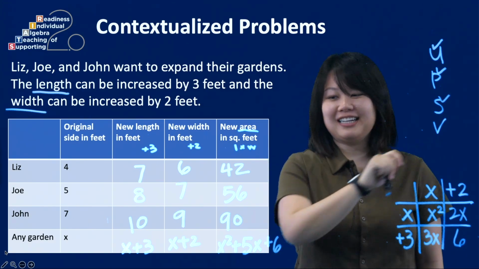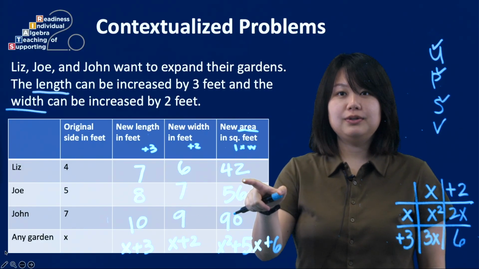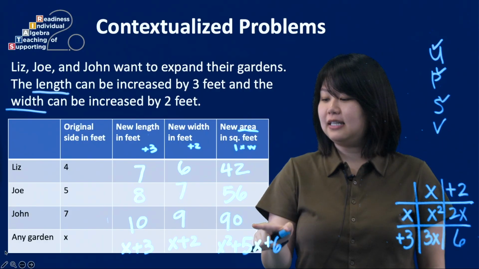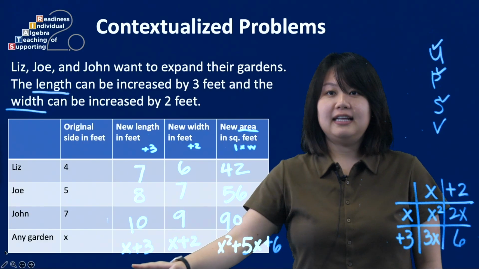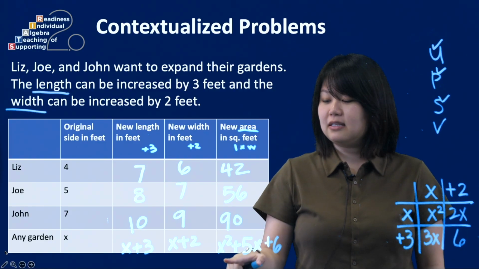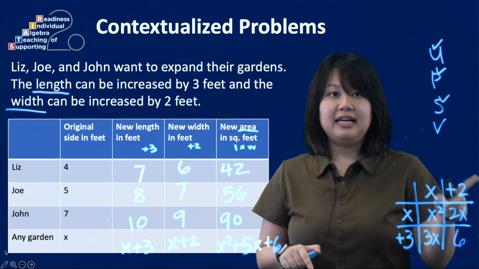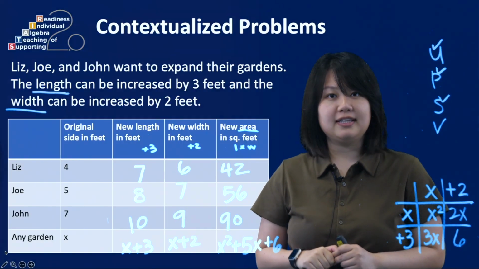And now let's quickly check our answer. So here we see 7 times 6 equals 42, 8 times 7 is 56, 10 times 9 is 90, and then x plus 3 times x plus 2 gives me x squared plus 5x plus 6. And this makes sense, especially when I check over my box again.